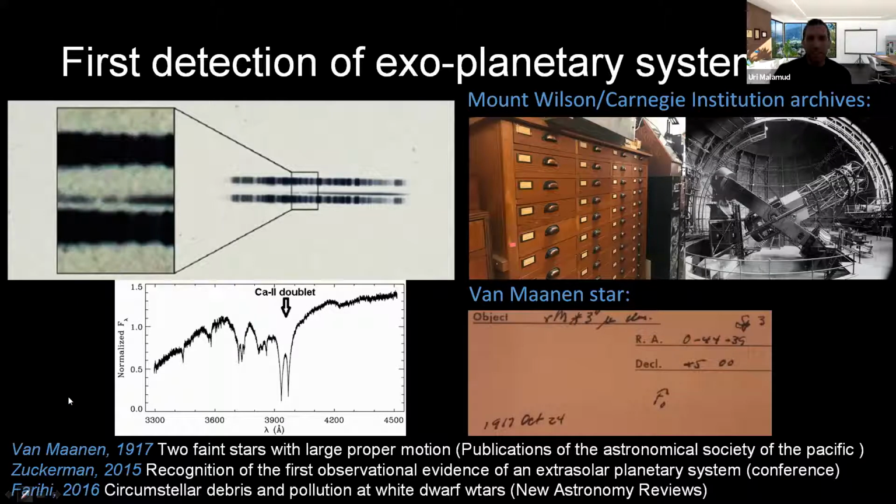And he decided that he wants to get his hands on the original photographic plates from 1917. And it was a long process. He went to the Mount Wilson archives and he asked for this. And after a long time, he got his hands on this. And this is really an astronomical relic, an archaeological find of really the first detection of an exoplanetary system. And you can see very clearly the calcium absorption lines here in the spectra. So this is, in fact, in retrospect, the first discovery of an exoplanetary system.